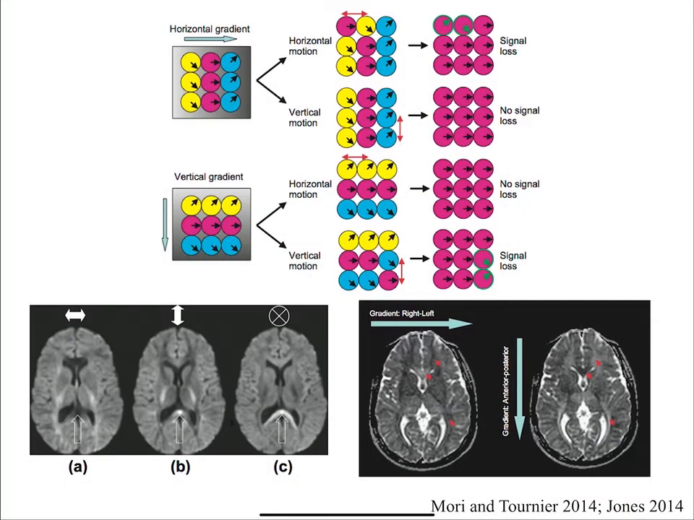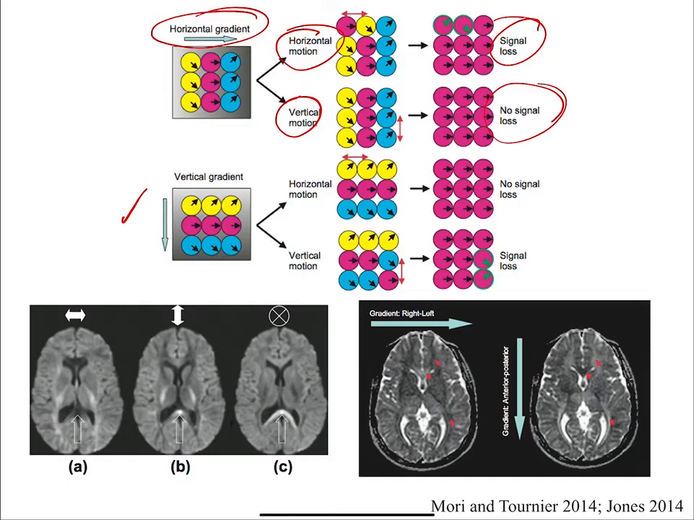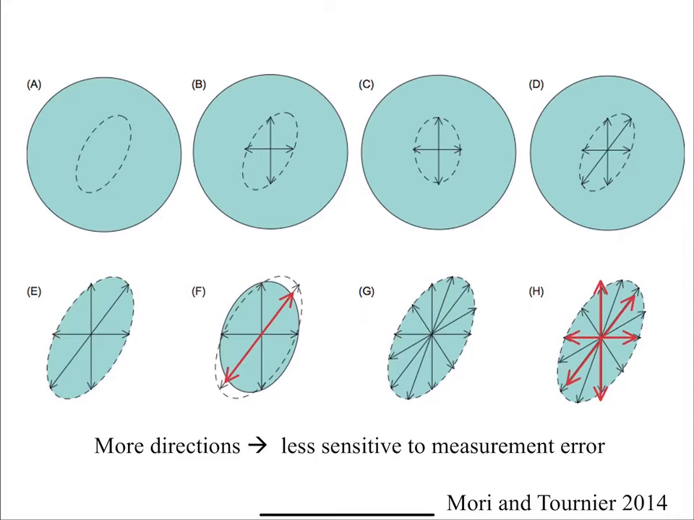So we want to be able to measure that, and the way we measure that is we basically measure diffusion in different directions. So for example, here, if we do a horizontal gradient, it's sensitive to horizontal motion, so there's signal loss there, but it's not sensitive to vertical motion, so there's no signal loss in that direction. Okay? So you sensitize yourself to diffusion in this direction, and then here, with a vertical gradient, we sensitize ourselves to diffusion in this direction. Okay? And so you can just keep doing this over and over in different directions. And so typically that's what's done.